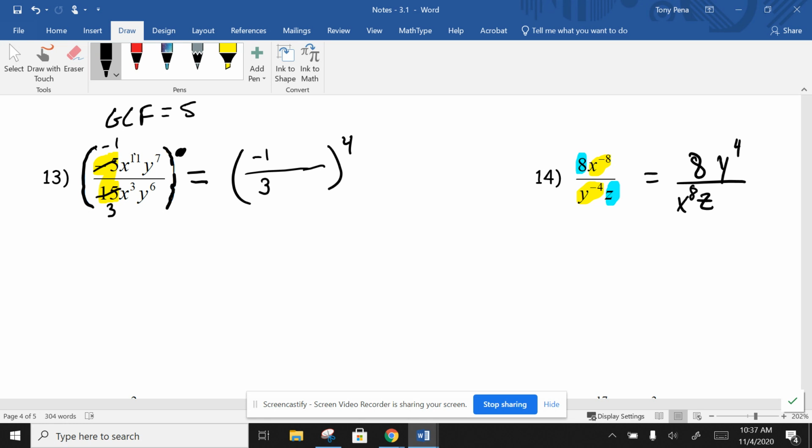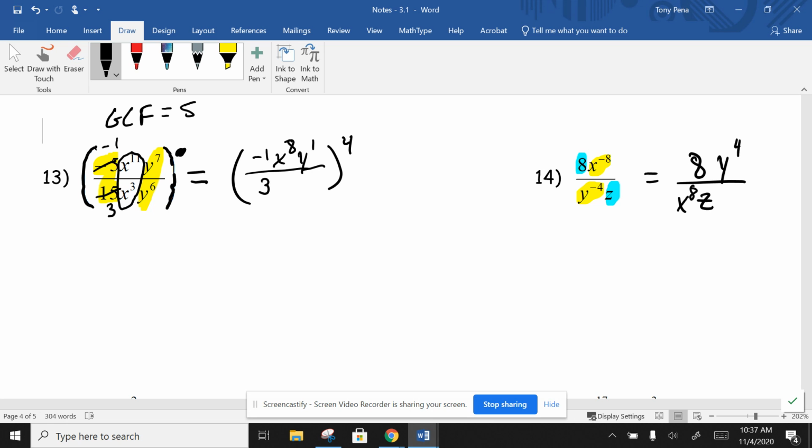The x's, hopefully we're good with. If I look at x to the 11th divided by x cubed, I'm subtracting those. That's 8. I have more in the numerator, so those extra 8 would be in the numerator as x to the 8th. And then the last set are the y's. 7 minus 6 is a 1, and I had more in my numerator, so it's going to be a y to the 1.